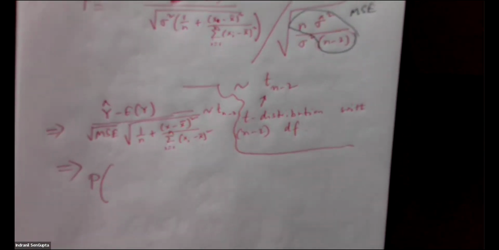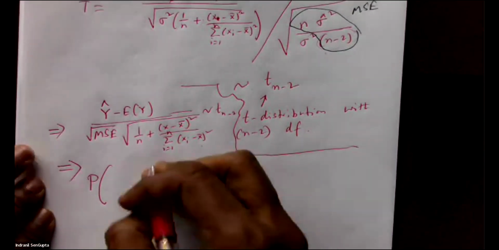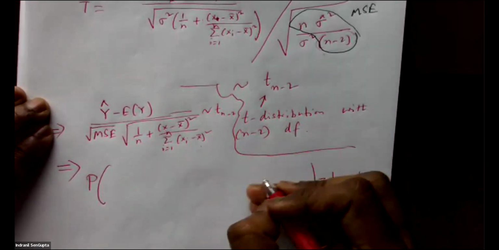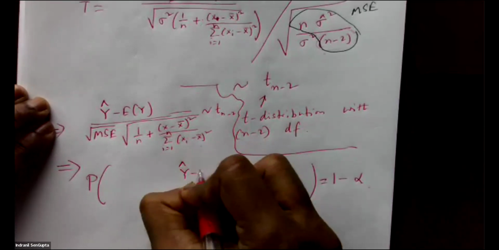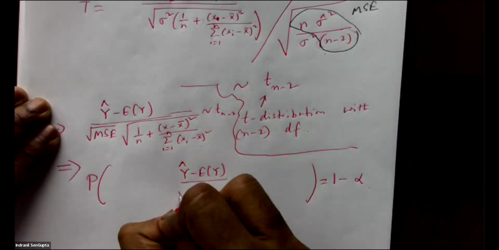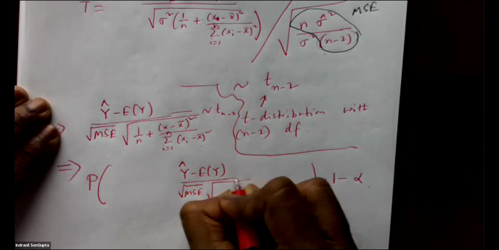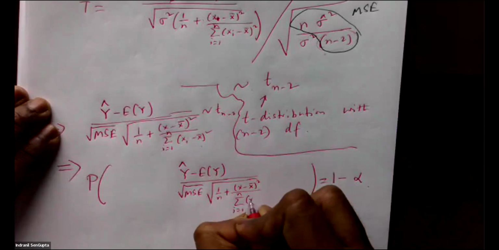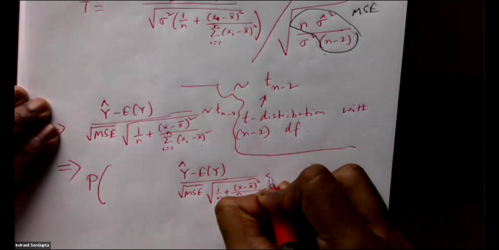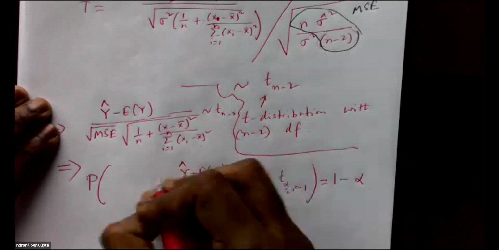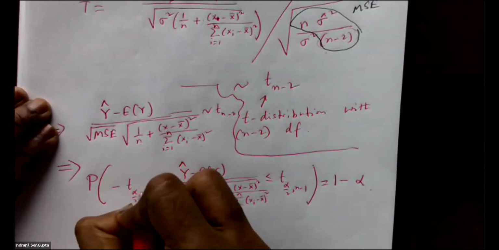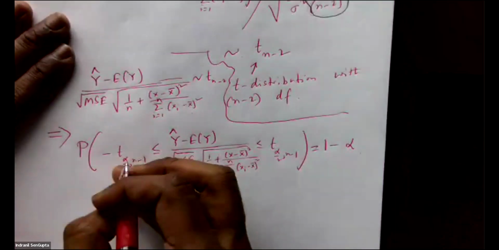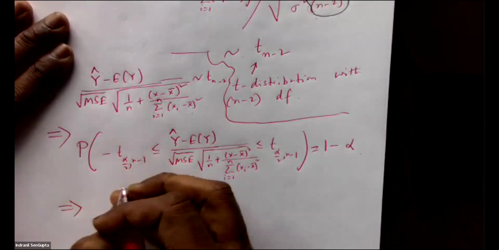And what does it mean? If something follows the t distribution, then if we want the 1 minus alpha confidence interval, the probability that this quantity, (y hat minus E of y) over the square root of MSE times the square root of 1 over n plus (x minus x bar) squared over the summation i from 1 to n of (xi minus x bar) squared, lies between minus t of alpha over 2, n minus 2 and t of alpha over 2, n minus 2, is 1 minus alpha.